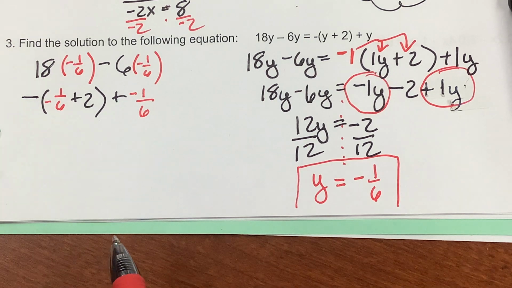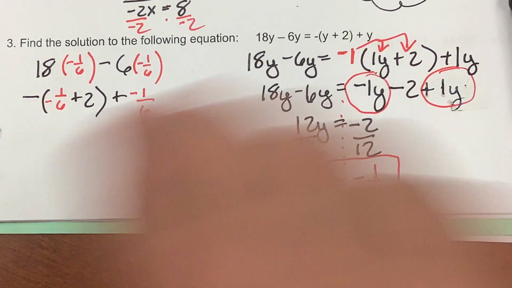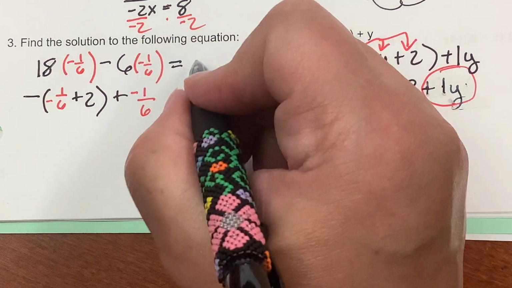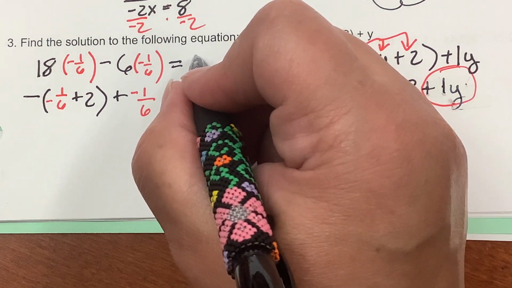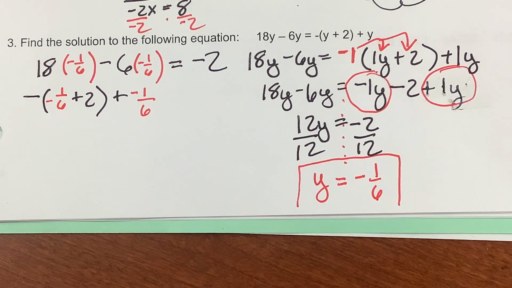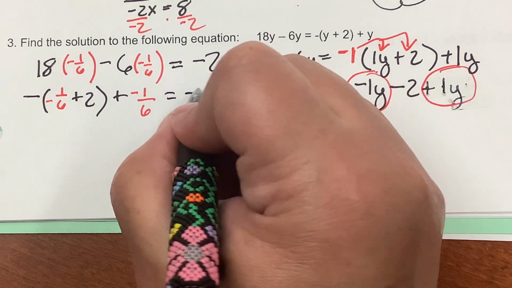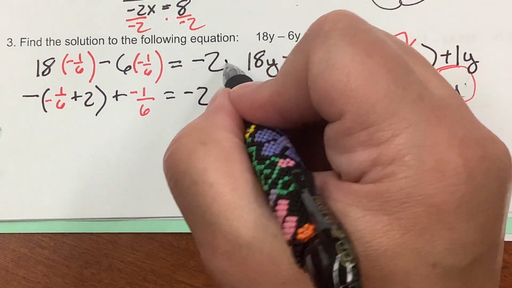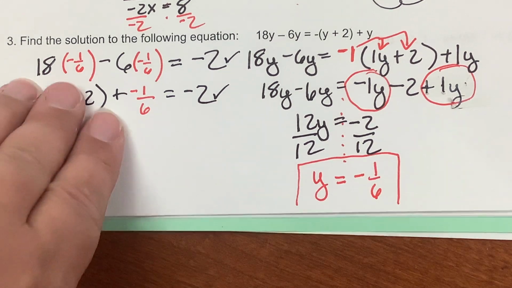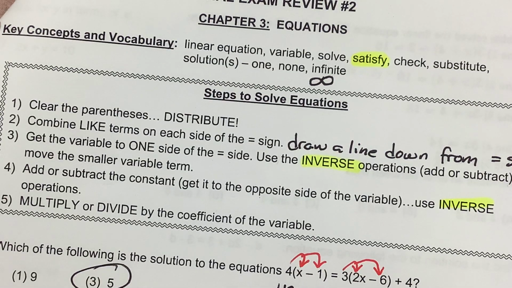So let's see. Oh, calculator time. Let's put this in a calculator, because who wants to think? That comes out to negative 2. And that comes out to also negative 2. Ooh, look at that. It checks, it checks. That is the right answer. Annoying as it is, that negative 1/6 is the correct answer. So let's keep going. Onward, onward.